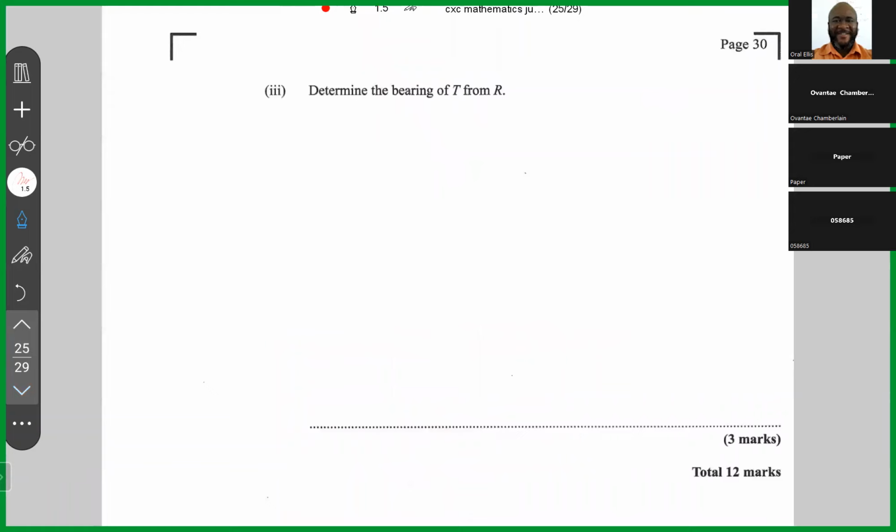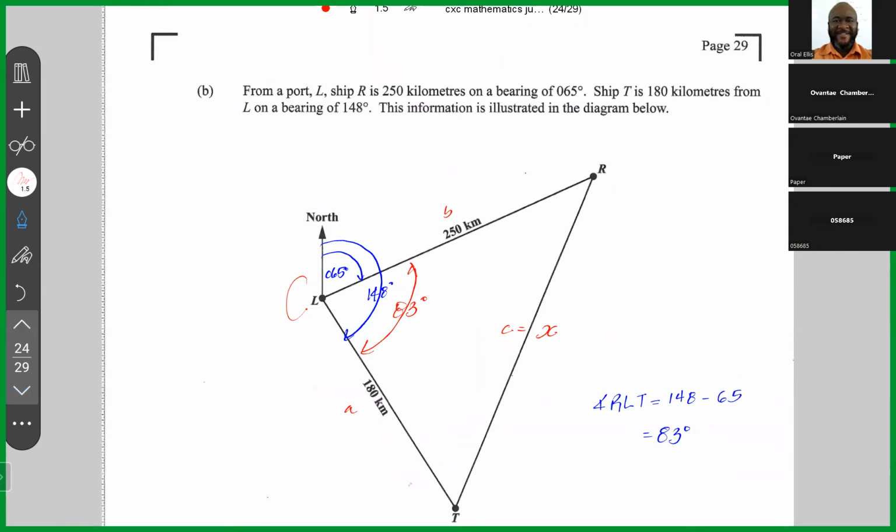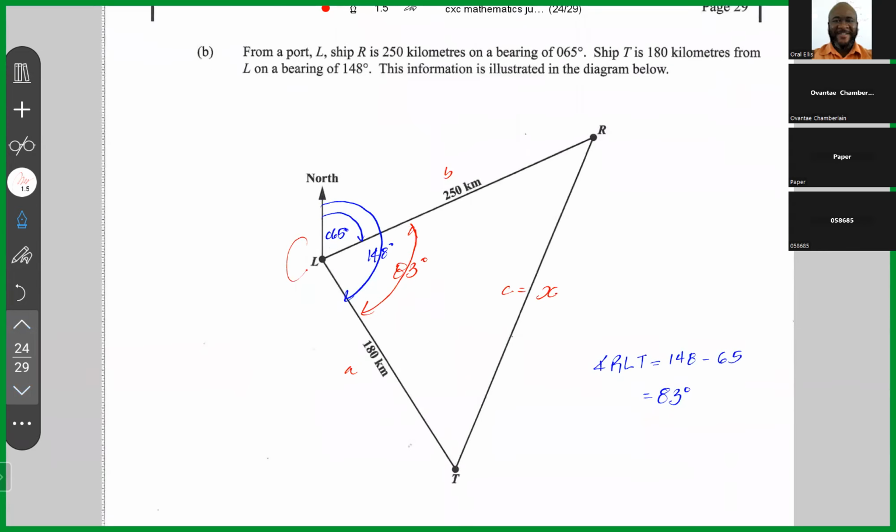Lastly, we're asked to determine the bearing of T from R. So we need the bearing of T from R. Now, let's put in the angle that represents the bearing of T from R. Wherever I'm going to take my bearing from, I'm going to put my north, south, east, west lines. Bearing is measured clockwise from north. So I need this angle here. All right, so let us see how we're going to get that angle.